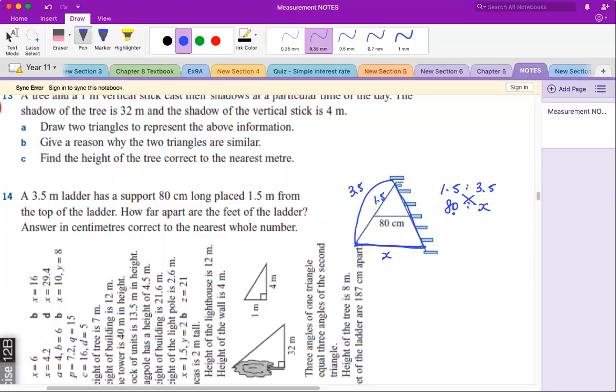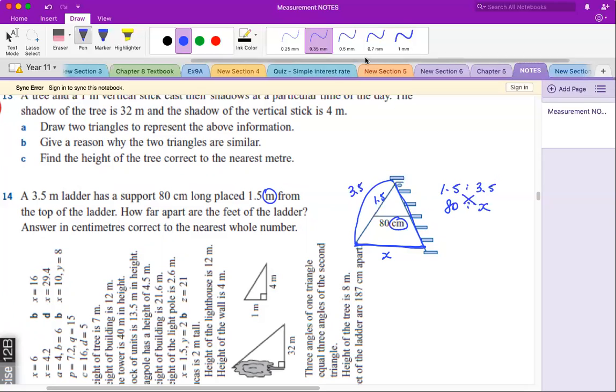Oh, okay. Thank you. I stopped a little bit because I realized the units are different. But when you do ratio, it doesn't really matter. Just make sure that at the end, because you did 80 centimeters, your x is definitely in the same unit. Okay. Yeah. Thank you, Miss. Oh, good.